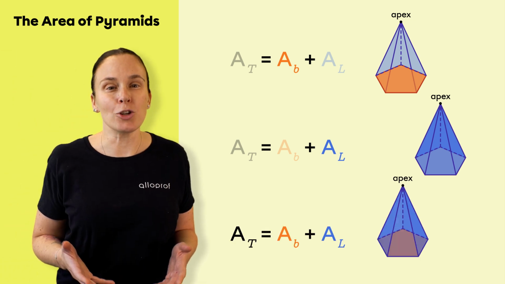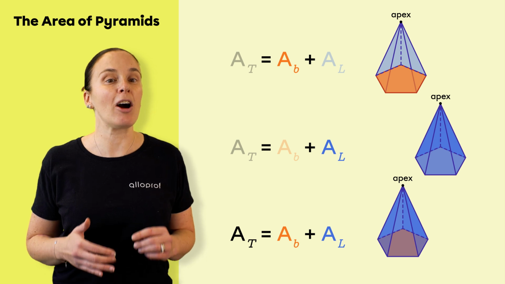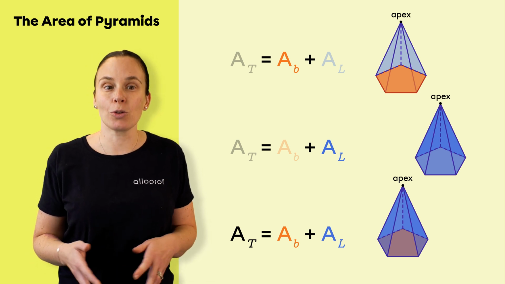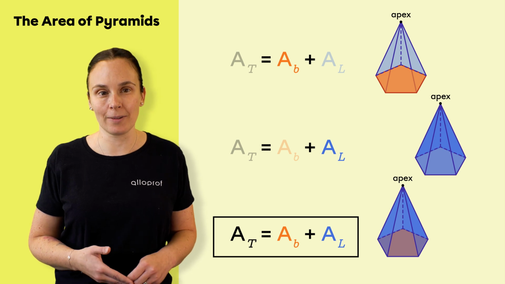The total area, usually marked A subscript T, is the total surface area covered by all of the pyramid's faces. So the total area is equal to the area of the base plus the lateral area.